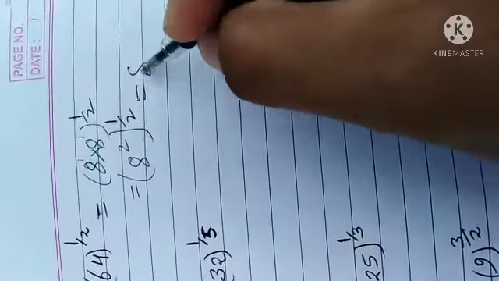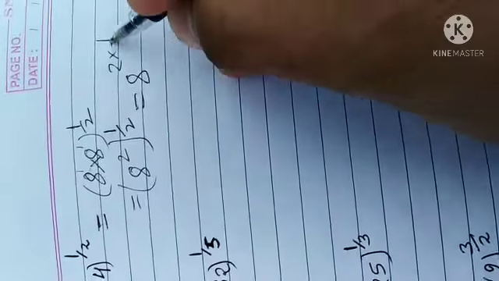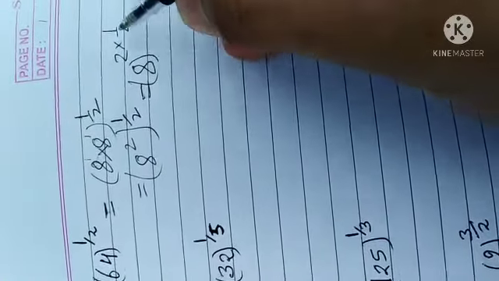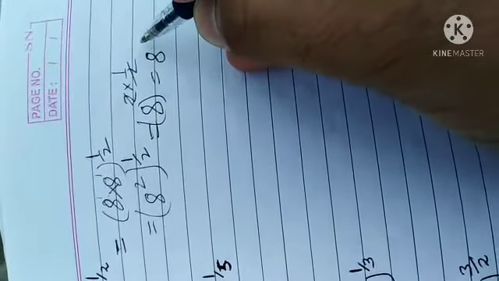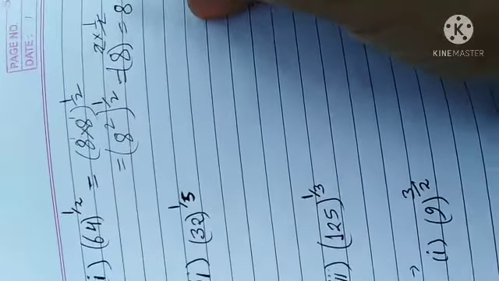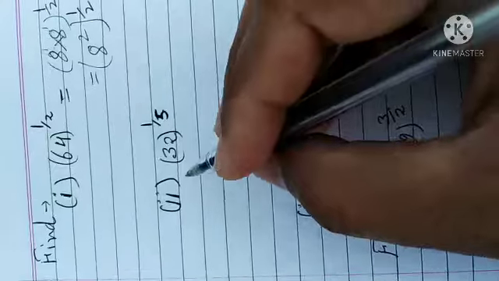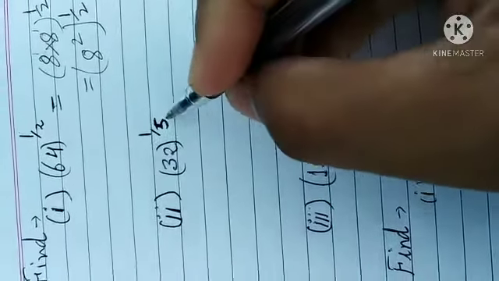So next, 8 to the power 2 multiplied by 1 upon 2. Now here 2 and 2 cancel out. So what is the answer? Only 8, 8 to the power 1. 1 means nothing. Write down 8. This is the answer. Next part, 32 to the power 1 upon 5.